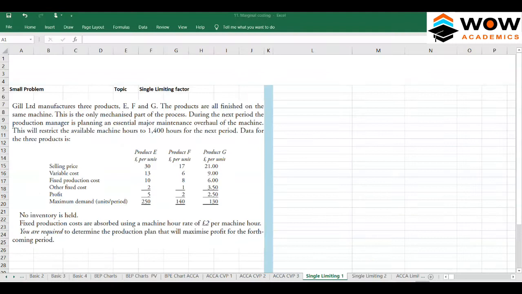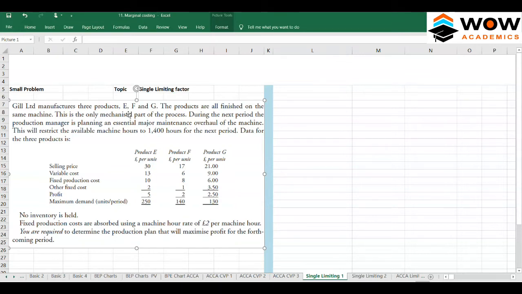So we'll start from this problem. This problem is called a single limiting factor problem. What is a limiting factor? We normally assume a company has enough raw materials, enough labor, enough electricity, and enough other kinds of resources. But sometimes these inputs, these raw materials, labor, machine hours or labor hours, might not be available all the time. So sometimes one of them might become a constraint.